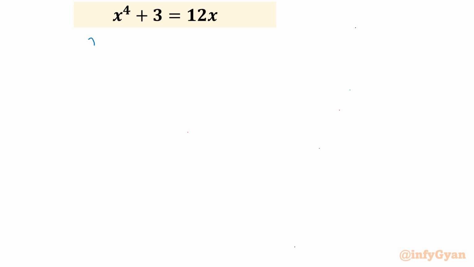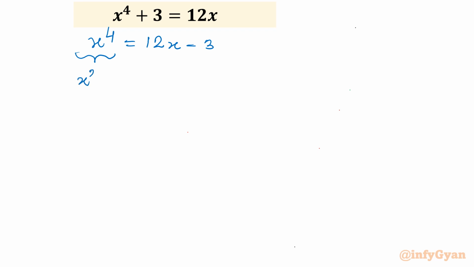I will write x power 4 to the left and the remaining terms to the right hand side. So I will write 12x minus 3. That is our step number 1. Now my target is to convert this x power 4 into a perfect square. So how can I write it?